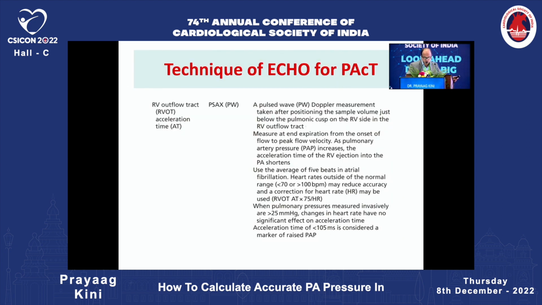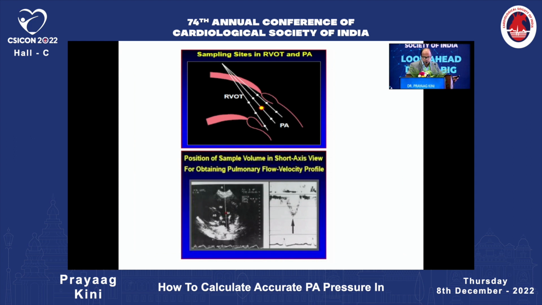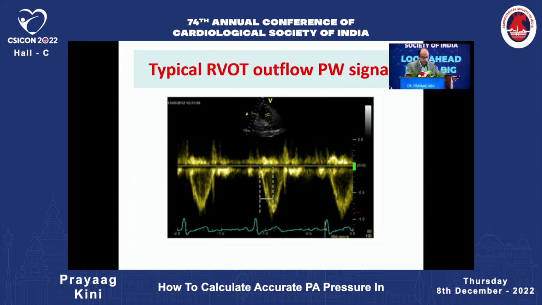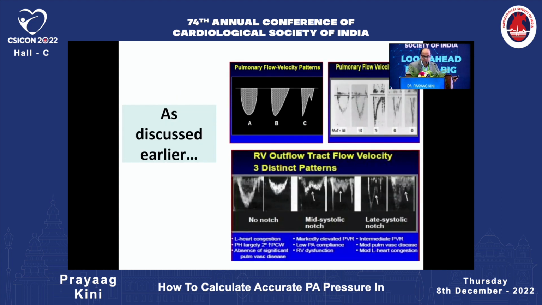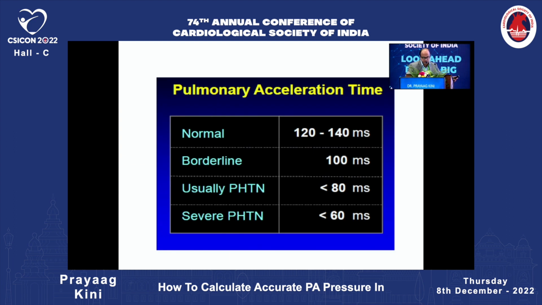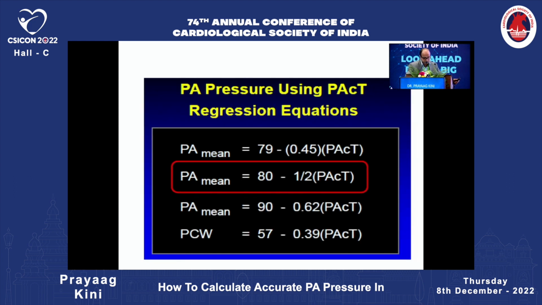PAT can be used. PAT is taken when you put a pulse wave across the PA and measure a typical RVOT signal, in which 90 minus half of PAT is considered; this is how you actually calculate it. So in severe hypertension, it goes less than 60. There are actually various formulae: 80 minus half of PAT or 90 minus half of PAT. Some people add 0.6 PACT.